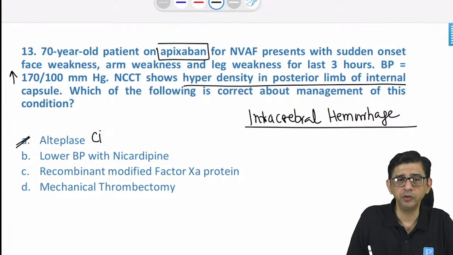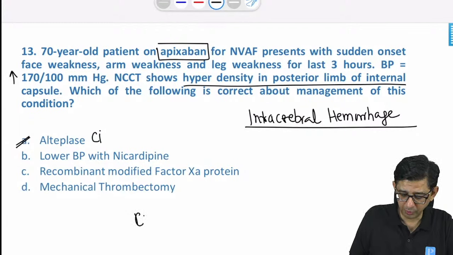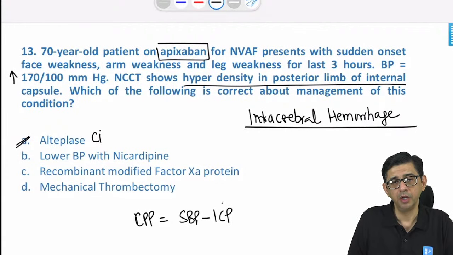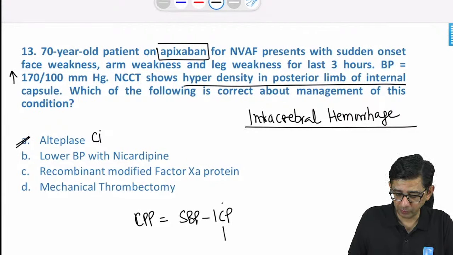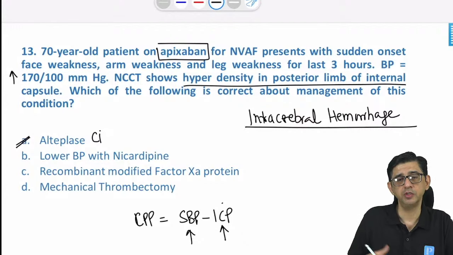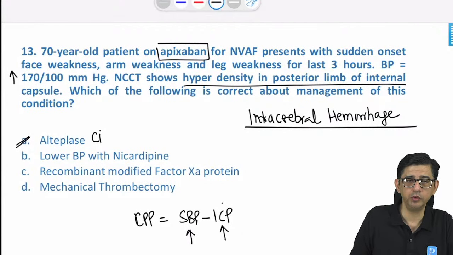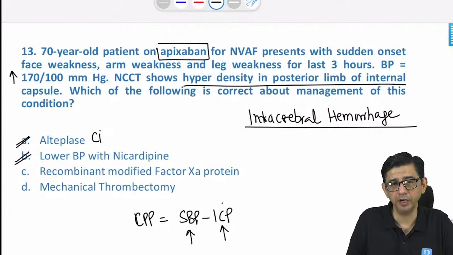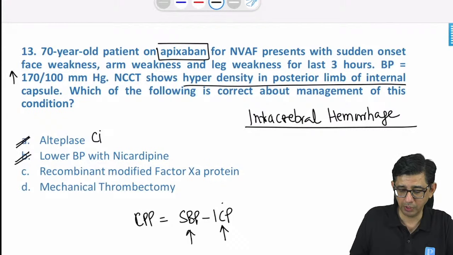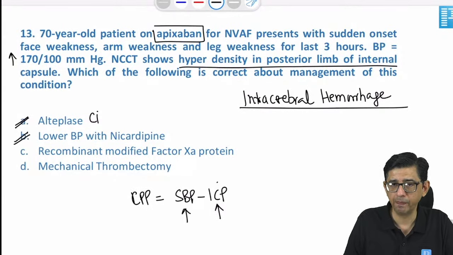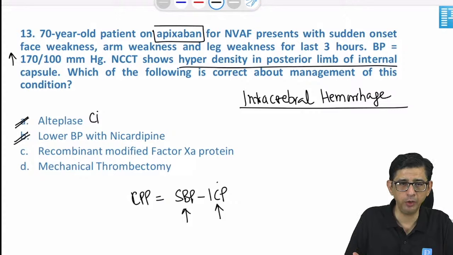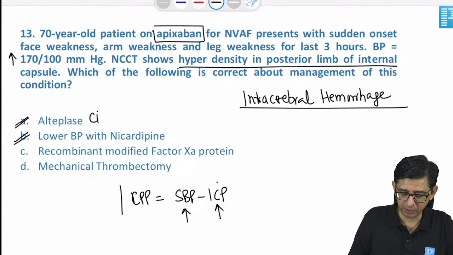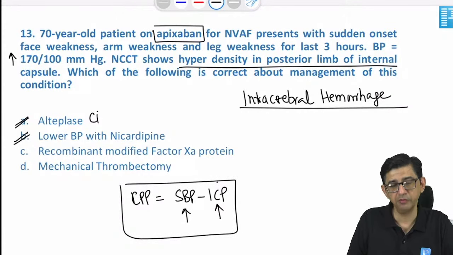I would not lower the BP in this particular case, because lowering the BP will reduce the perfusion of the brain. You see, cerebral perfusion pressure is the difference of systolic blood pressure minus intracranial pressure. In this patient, intracranial pressure is rising, that is why the body is causing an increase of systolic BP also, and that is why the perfusion of the brain is getting maintained. So if I lower the BP with nicardipine, it will worsen the condition of this patient. We don't need to lower the BP. Suppose it was 220 by 130, then I'll plan to lower the blood pressure, but at 170 by 100, I don't need to lower it, because it will worsen the cerebral perfusion pressure. The formula is here in front of you.